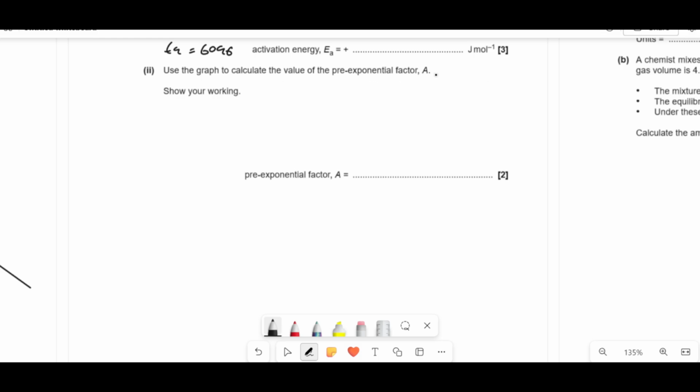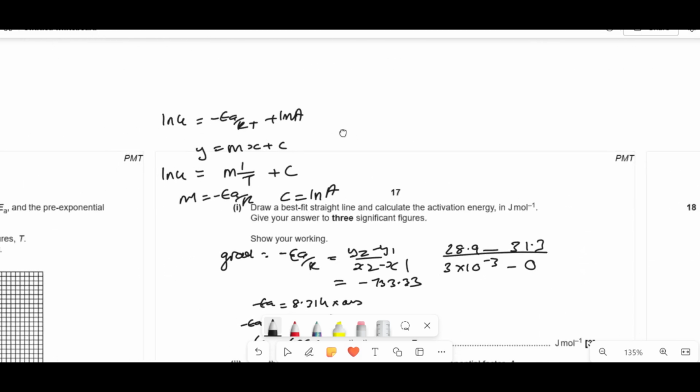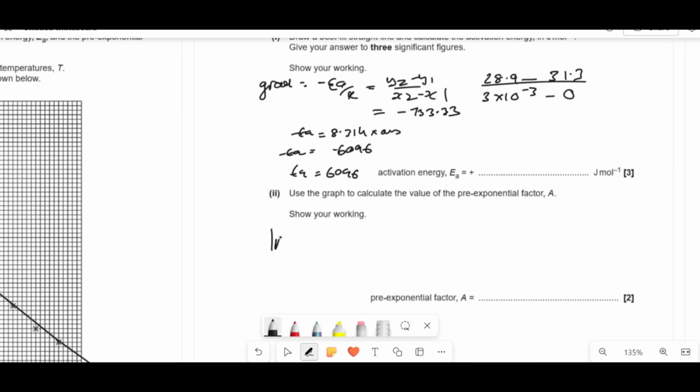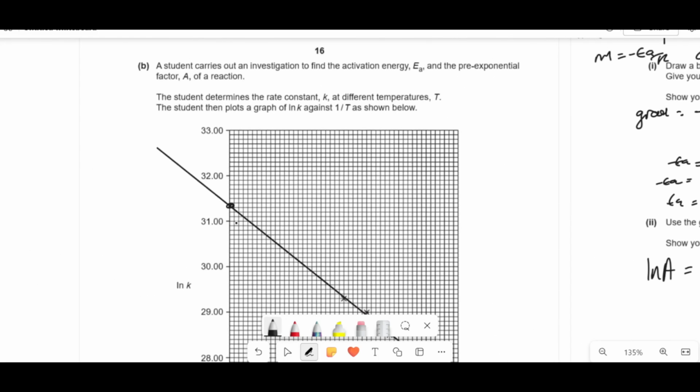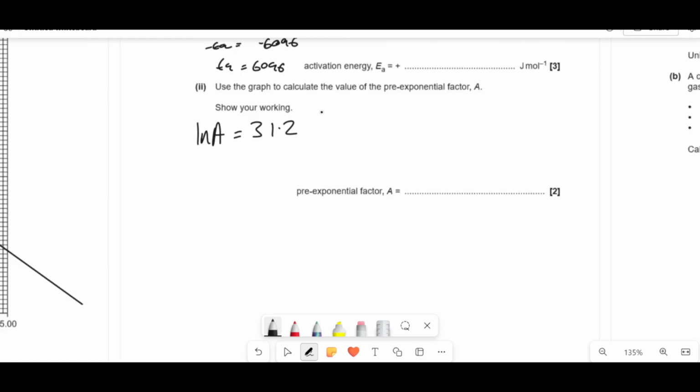Then it says use the graph to work out the pre-exponential factor A. We've just set up here, C is ln A, the y-intercept. So ln A is going to be what our y-intercept is, which is 31.2. Again, I've read it horrendously. In the mark scheme it says 31.8, but I'm doing 31.2.